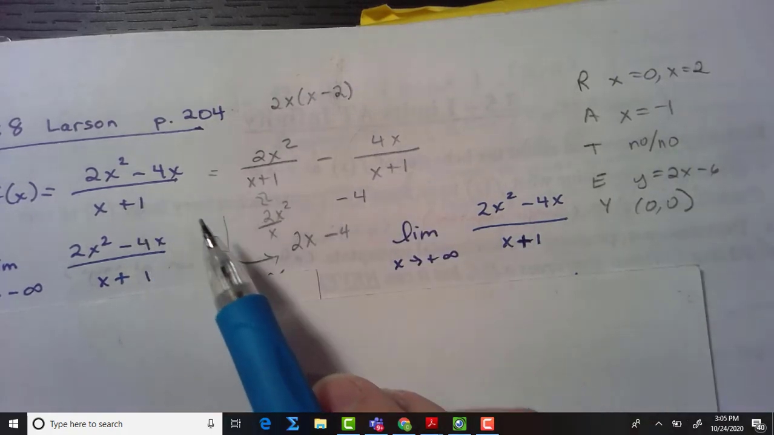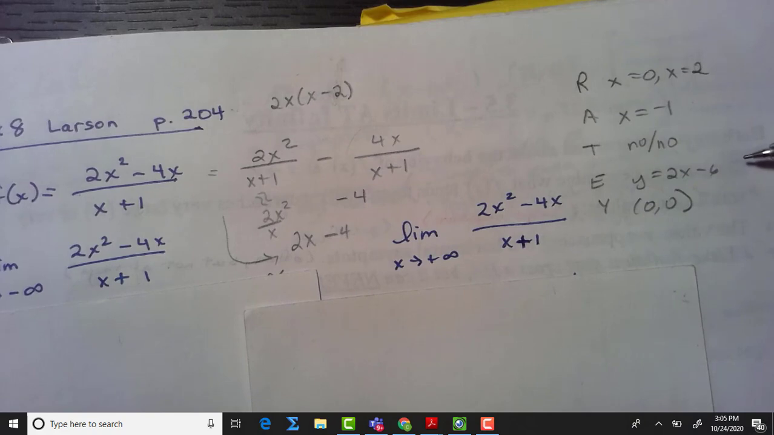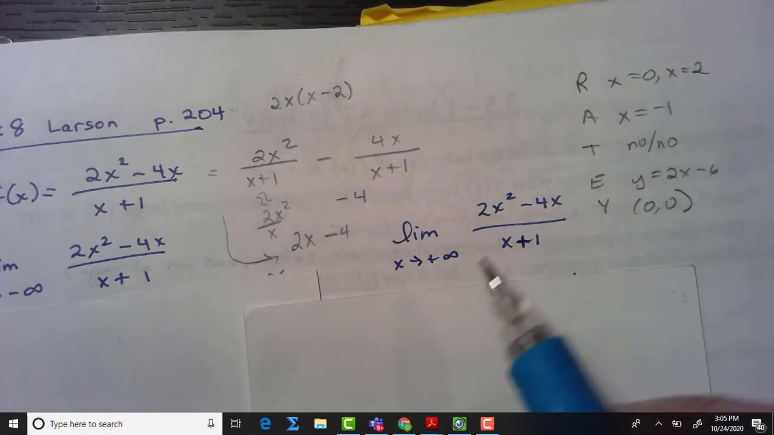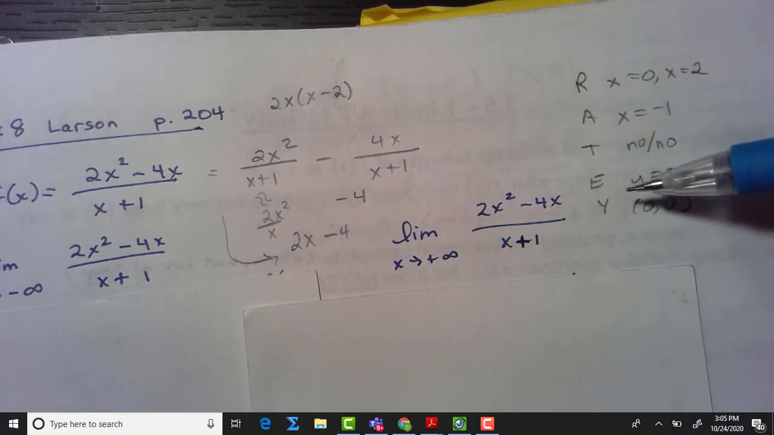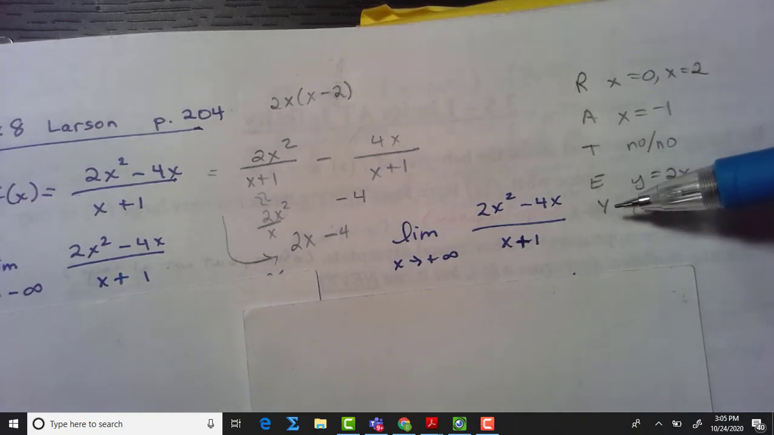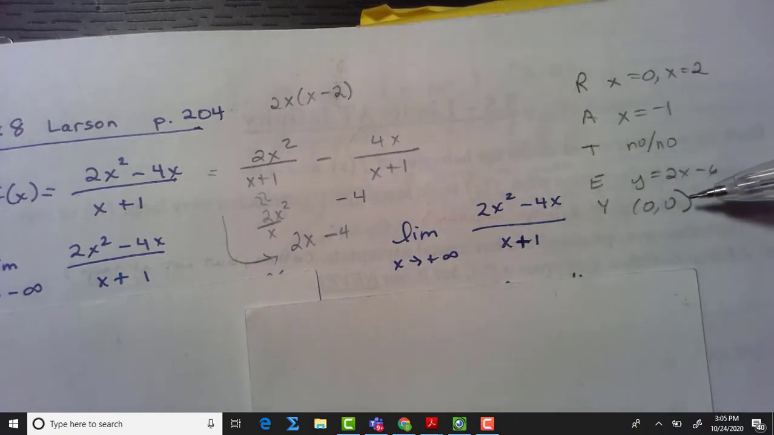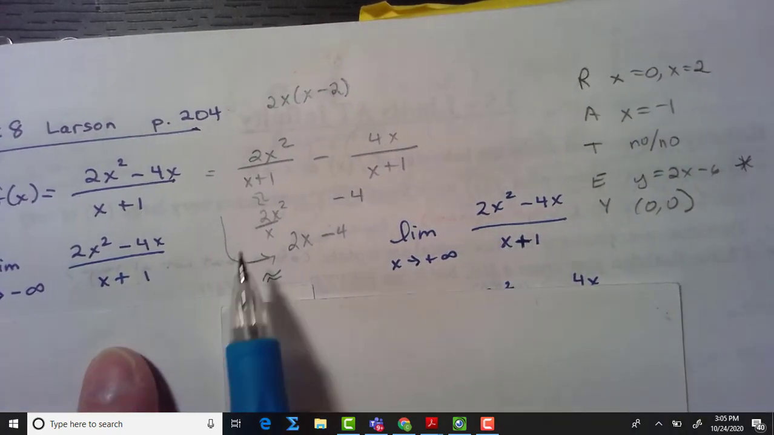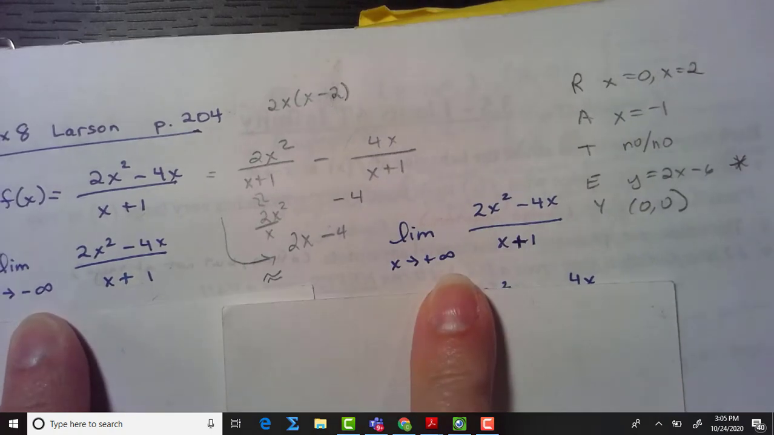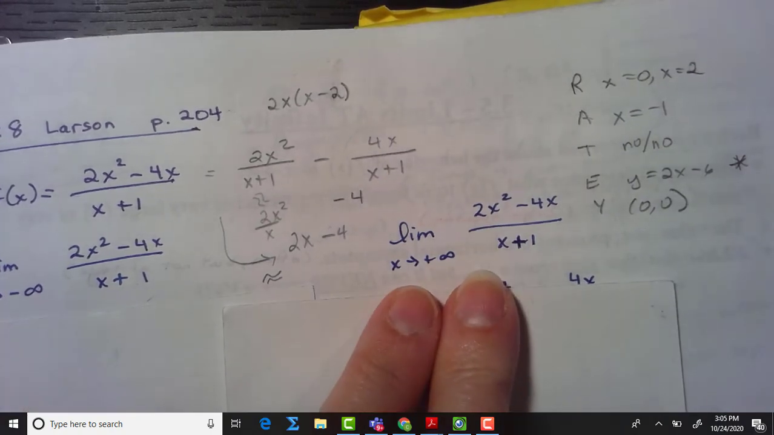My end behavior, this is what we're going to be looking at. What happens as x goes to positive infinity and negative infinity. And the y-intercept when x is 0 gives me 0 over 1, which is 0. So this is the part that we have to actually look at. So I want to think about this in a couple of ways. I want to go towards negative infinity and towards positive infinity. We're going to start with positive infinity.